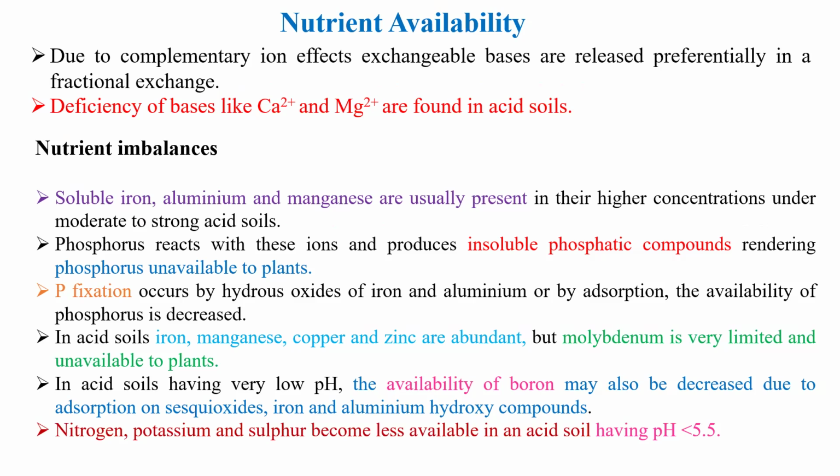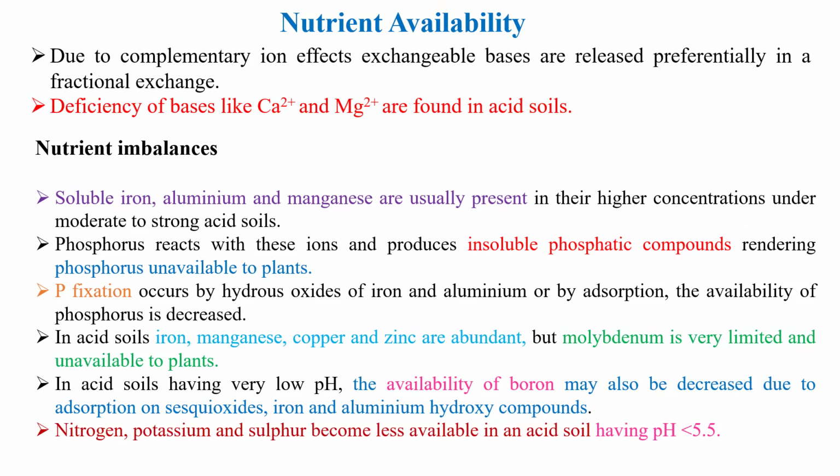When phosphorus compounds react with the oxides and hydroxides of iron and aluminum, they get converted into insoluble phosphatic compounds, which makes the phosphorus unavailable to the plants. Next is phosphorus fixation. Phosphorus fixation is nothing but the conversion of soluble phosphorus into insoluble forms. This phosphorus fixation is caused by the oxides of iron and aluminum and also by adsorption phenomena, thereby reducing the phosphorus available for plant growth.